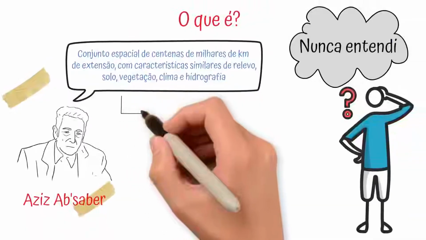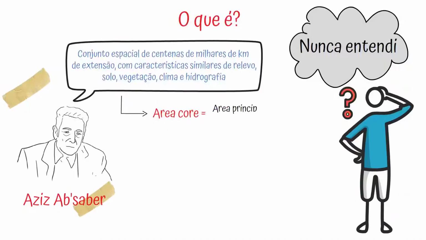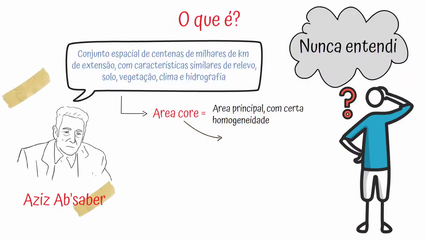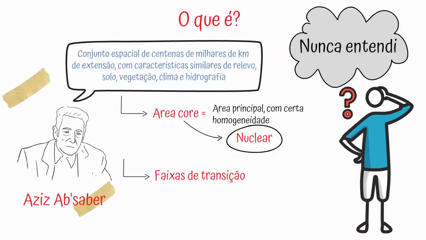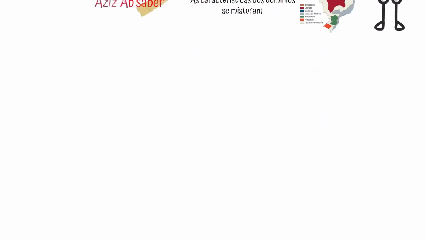And here, Aziz Ab'Saber is going to make an important distinction. He says that every morphoclimatic domain has a main area that has a certain homogeneity regarding the aspects I mentioned earlier. He calls this area the core area. That would be the central area of each domain, so to speak. And there are also the transition zones, which you can see there on this little map. In these zones, the characteristics of each domain won't be so distinct. In fact, they can even mix together, right? Mix the characteristics of one domain with another.